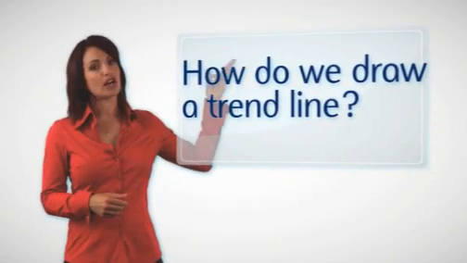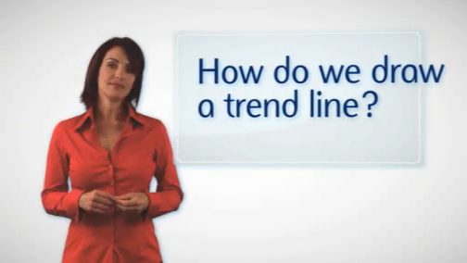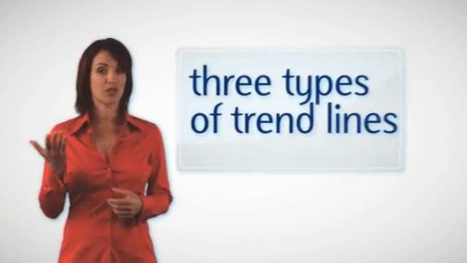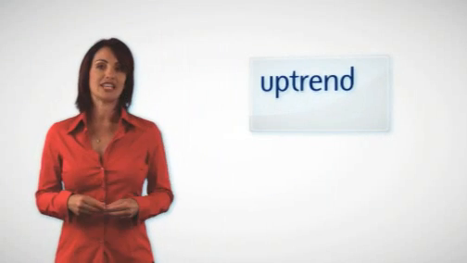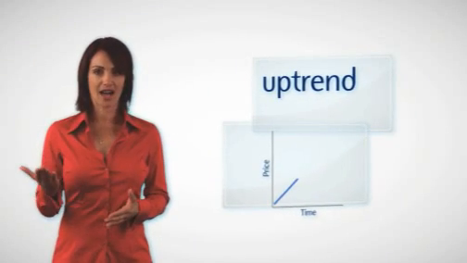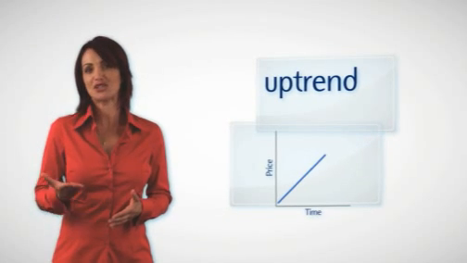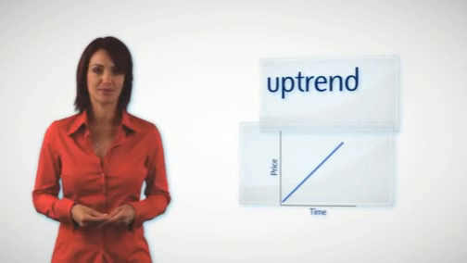How do we draw a trend line? A trend line is a sloping line that shows support or resistance. Before, we were just looking at horizontal lines, but we could also have diagonal levels. There are three types of trend lines. An uptrend is where there's a succession of higher highs and higher lows, where the share price sits above the trend line.